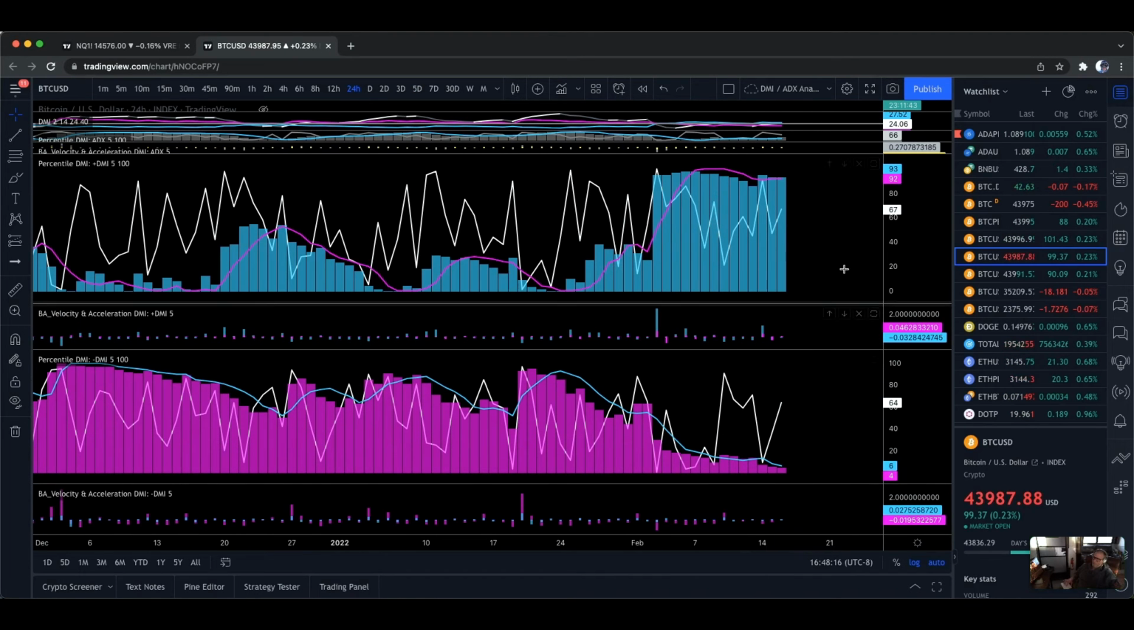Daily looks great. Lots of buy pressure going on here. This thing's ready to pop, man. This thing is ready to pop.